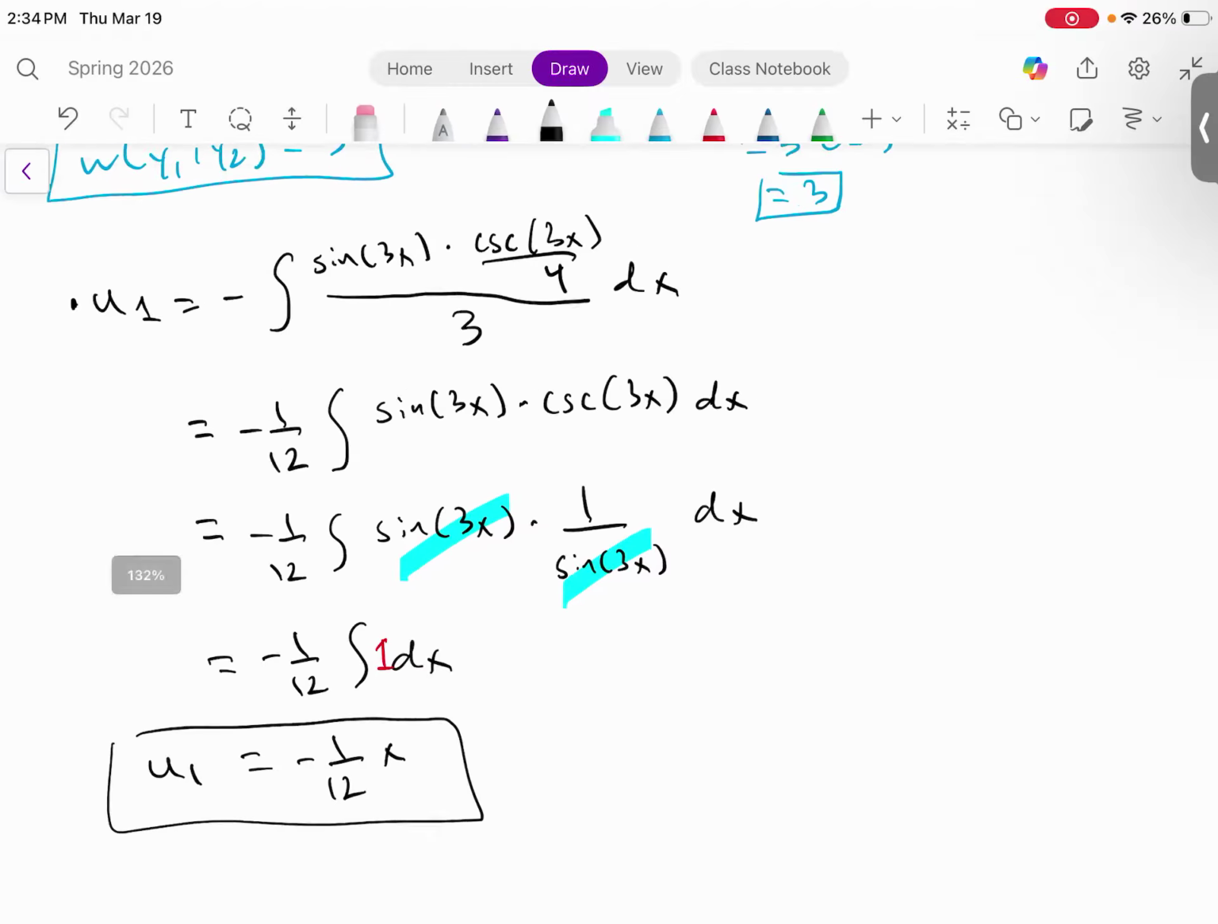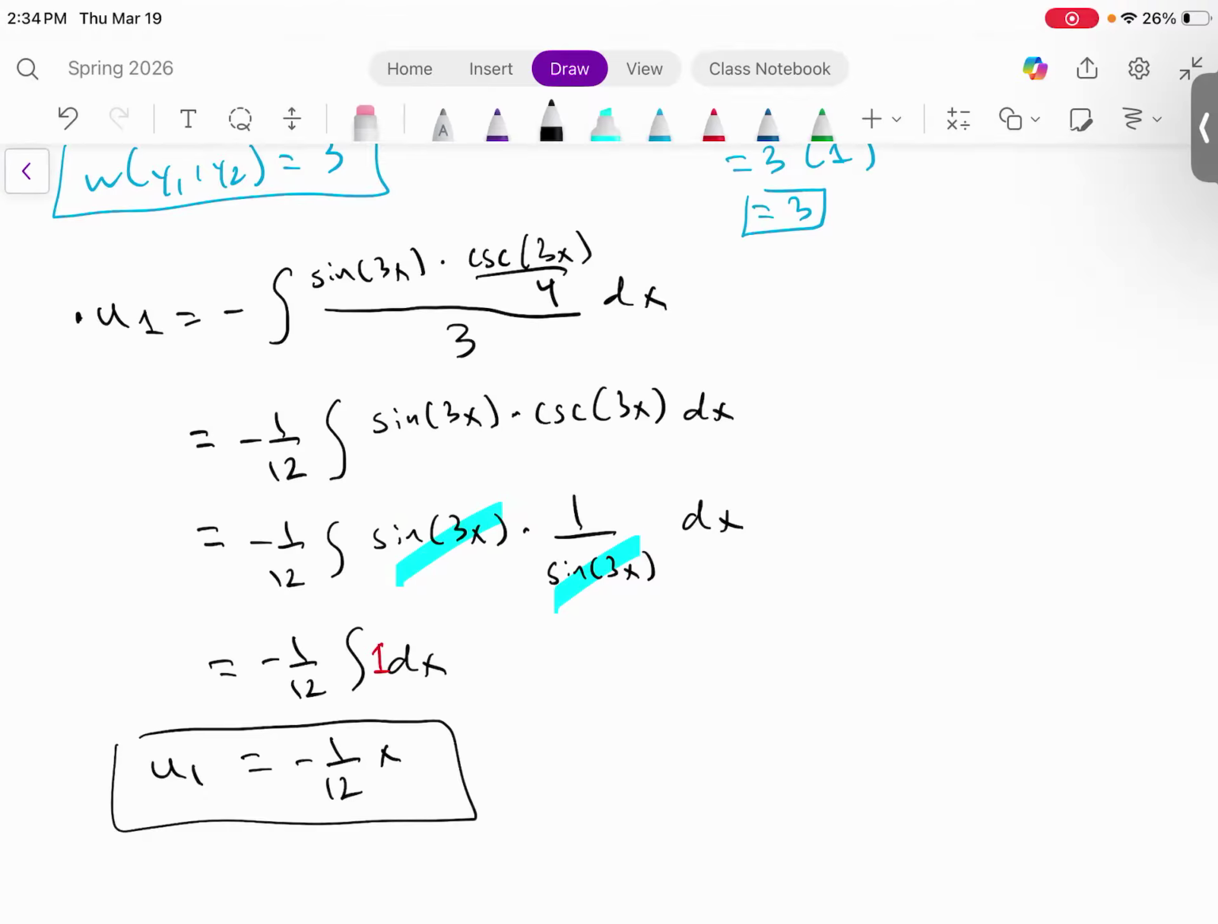Okay, so typically with variation of parameters, when you're trying to get u1 and u2, there's always one integral that's harder than the other, and this one would be the easier integral to compute. So I'm assuming the next one, u2, would be the harder integral to compute. But let's go ahead and try it out.